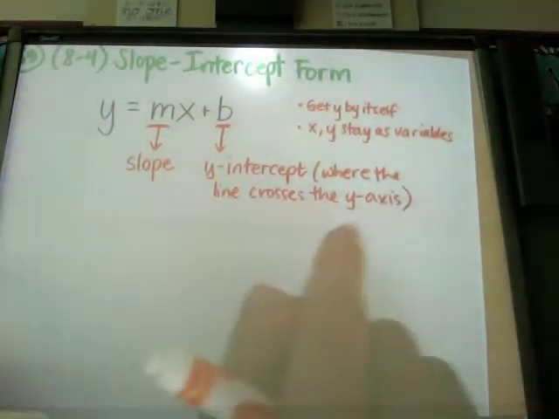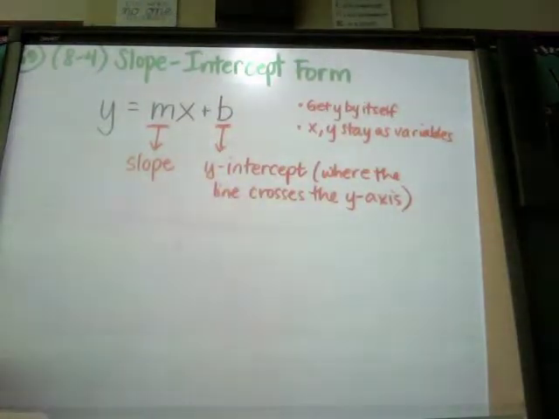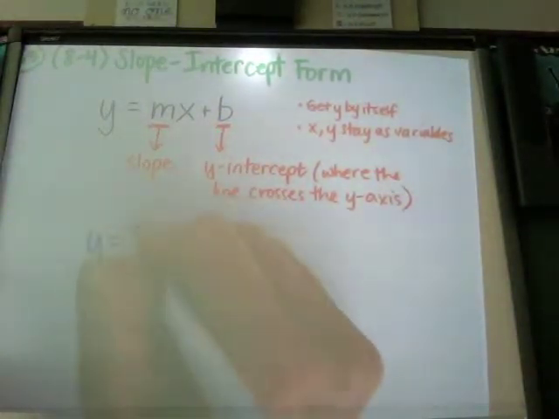We might need to put something into slope-intercept form. Again, the slope we want to replace with a number, and the b we will replace with a number that is the y-intercept, the spot on the y-axis where the line crosses. So first of all, nice and easy, what if it's already in that form?